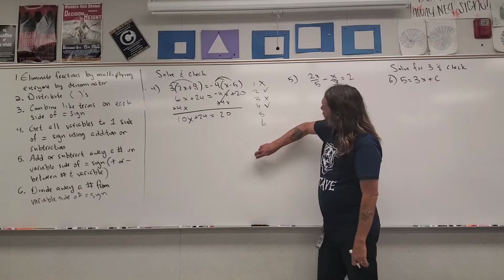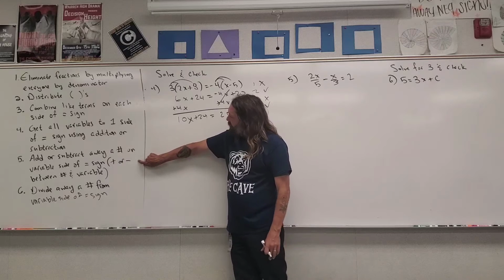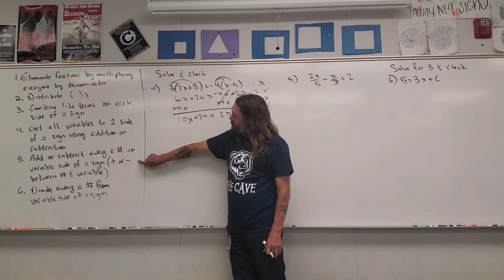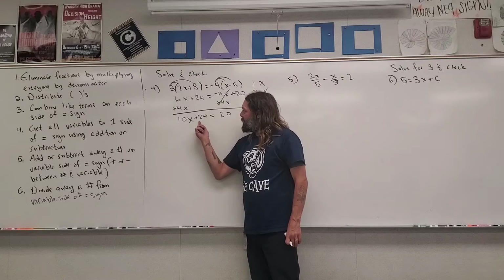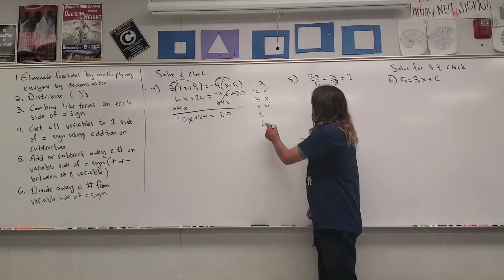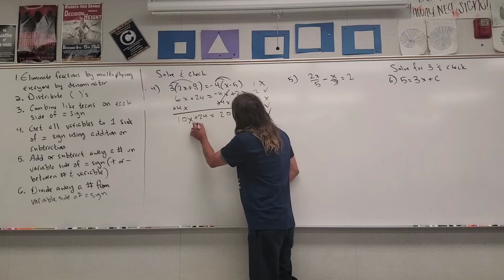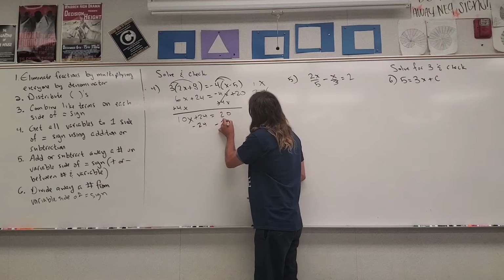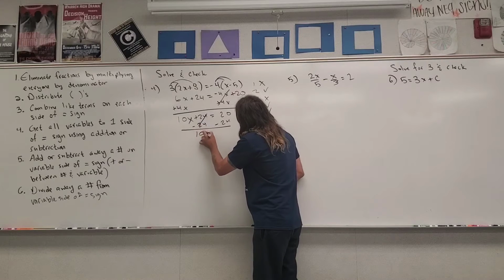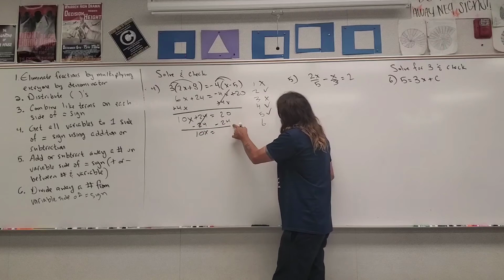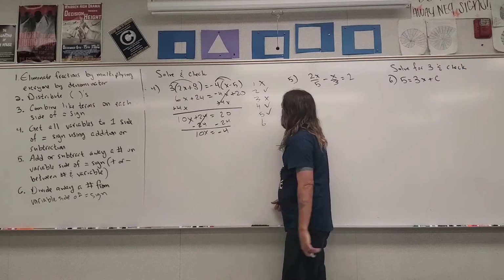Step 5, can I add or subtract away a number on the variable side of the equal sign? Meaning, there's a plus or minus between the number and the variable. Well, 24 and x are separated by a plus sign, so I can do step 5. And I'm going to subtract 24 to both sides. Now I have 10x equals, I have 20, I owe 24, I owe 4.